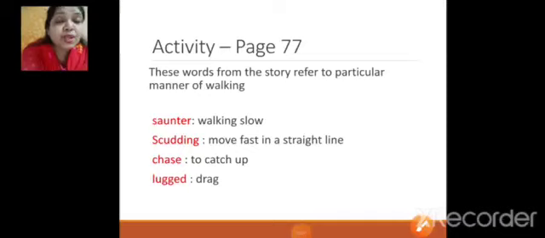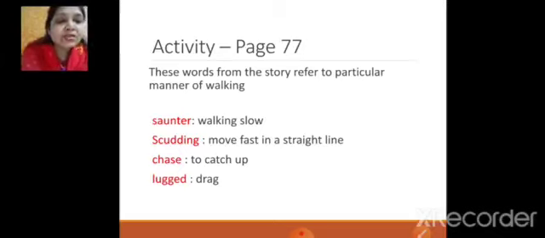Now children, it's time to have some fun with synonyms. For this you compulsorily need to sit with your dictionary. Make sure you grab the dictionary quickly and we will start with the activity. This activity has a few words. These words are taken from the same lesson number 7, which is the Stepping Out lesson. In this story there are a few words which refer to a particular manner of walking. Quickly check the dictionary and we will frame sentences based on this.